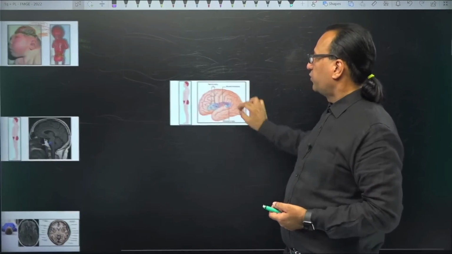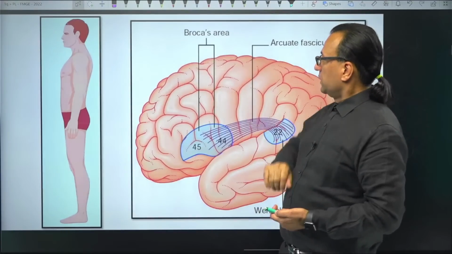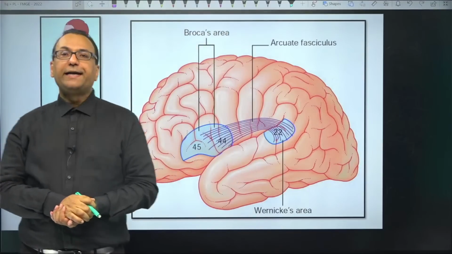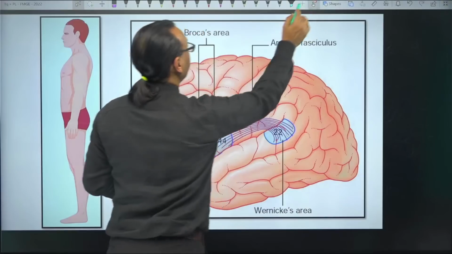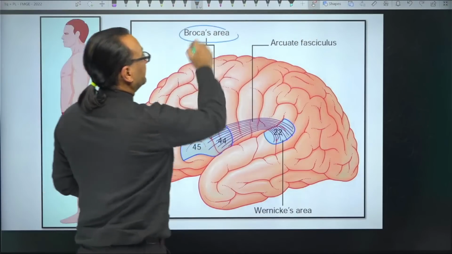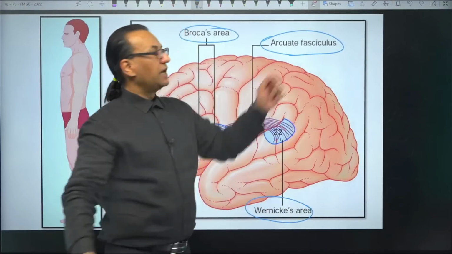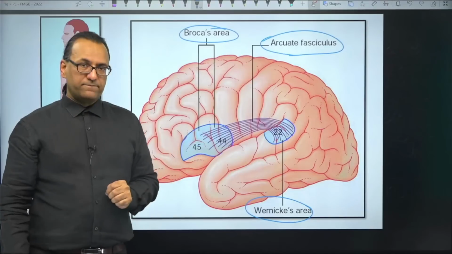Now one question came to you. It was asking about Broca's area getting connected with Wernicke's area. Now what is this Broca's area and what is this Wernicke's area? They are basically connected by something called the arcuate fascicle. First of all, you are looking at the cerebrum.